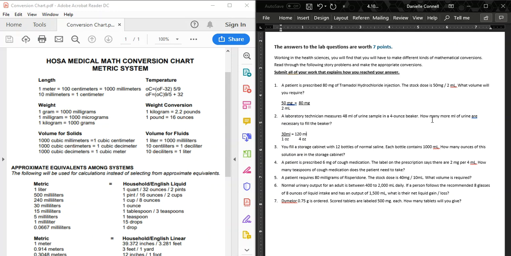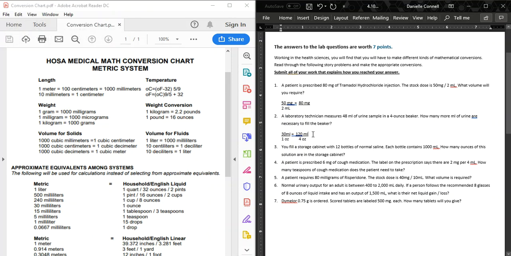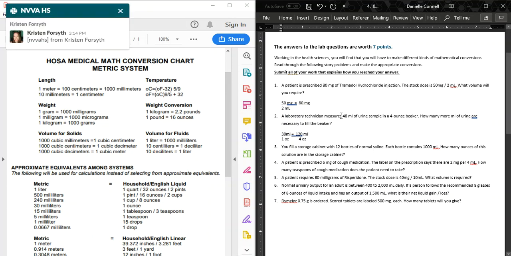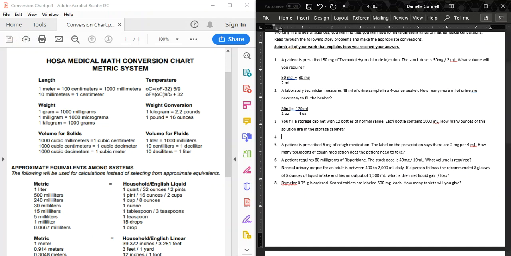So I know that I have 120 milliliters in my beaker, but the question's not asking how many milliliters are in a beaker. The question is asking how many more milliliters of urine are necessary to fill the beaker once there's already 48 milliliters inside. So simple subtraction, 120 minus 48 will give you your answer.